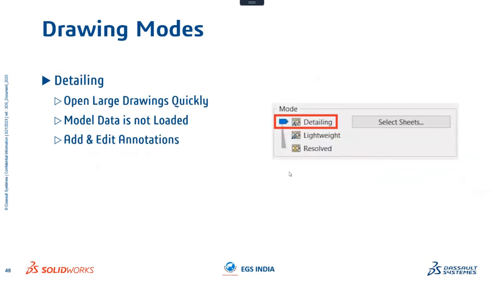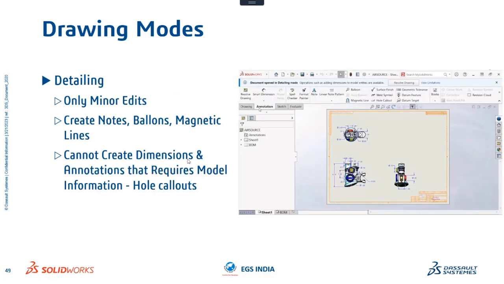And finally the detailing mode. Opening large drawing files using the detailing mode does not require the model data to open or edit. So you can add and edit annotations. Here you can see that only minor edits can be done in the detailing mode, like creating notes, balloons, magnetic lines, etc. You cannot create dimensions that require model data, like hole callouts, because they need the model data.